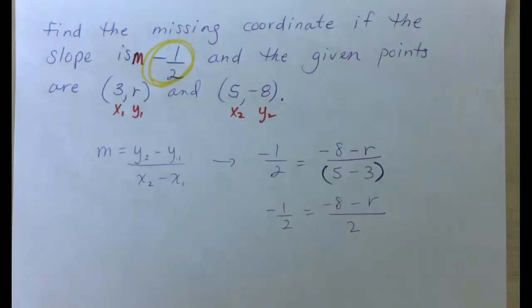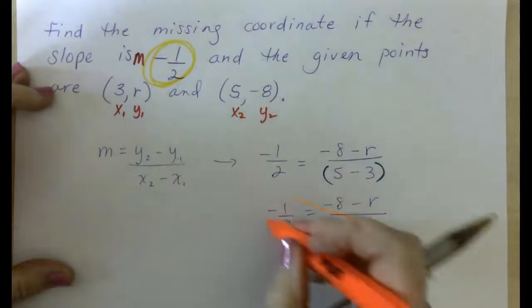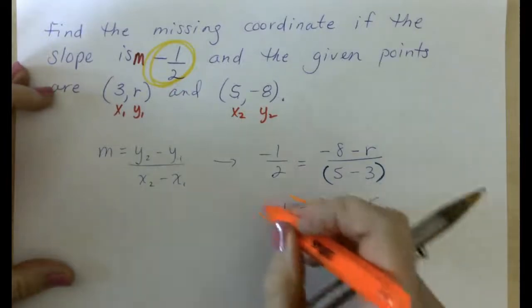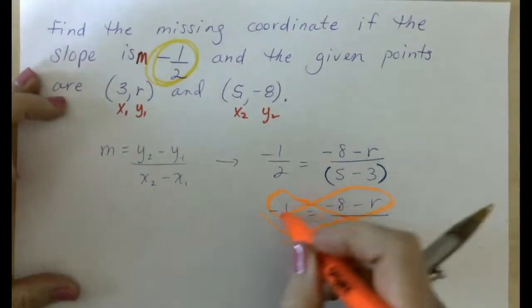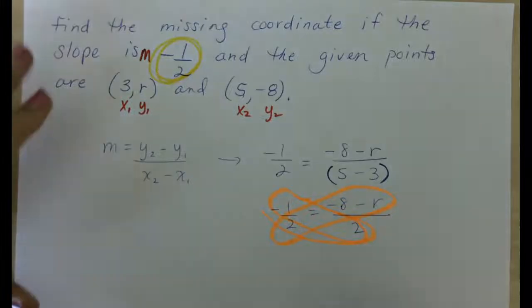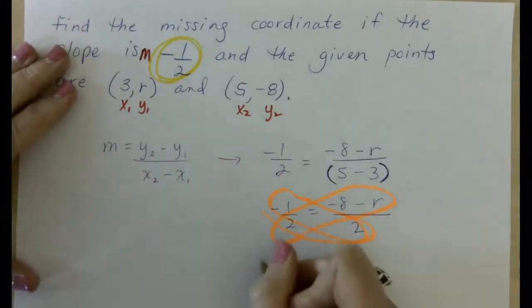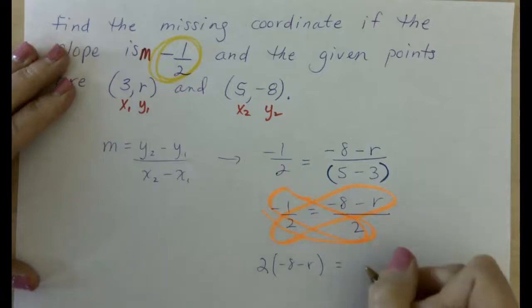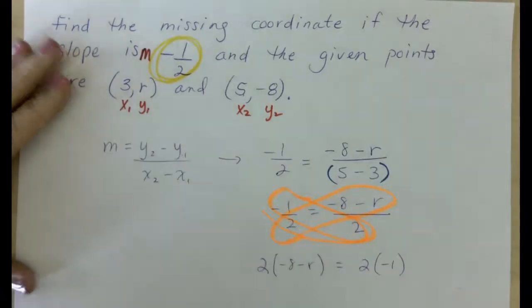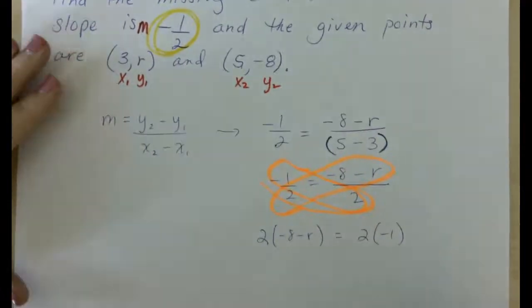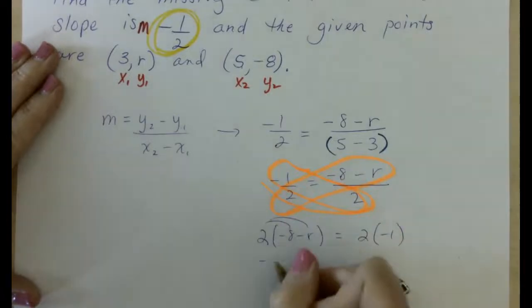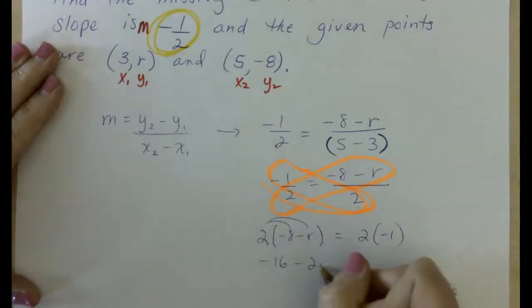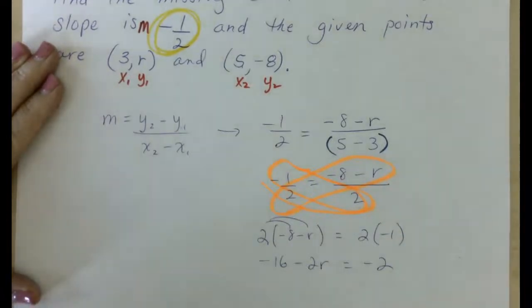Now we have a fraction set equal to a fraction. And when two fractions are set equal, we will solve the proportion by cross multiplying. So it will look like this. 2 times negative 8 minus r equals 2 times negative 1. Remember to use parentheses. And then we will distribute. And then we will solve.